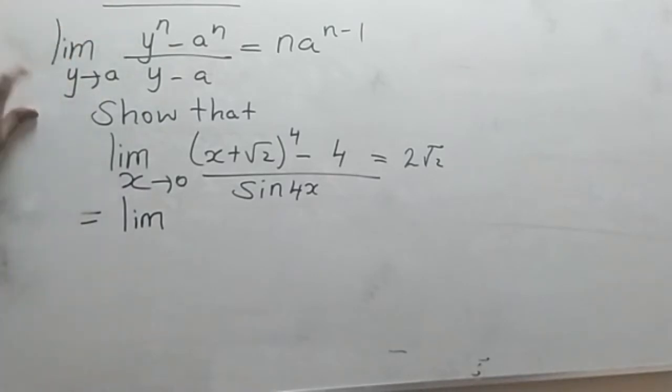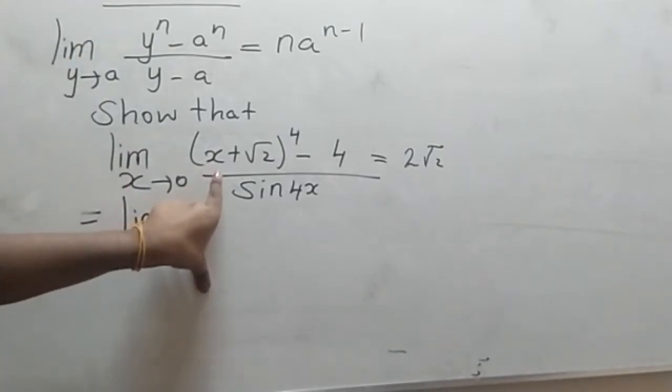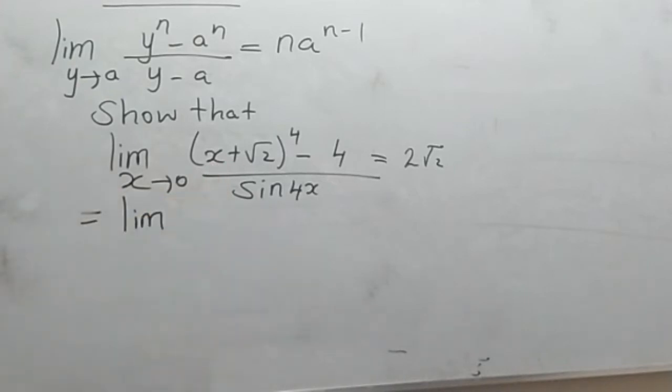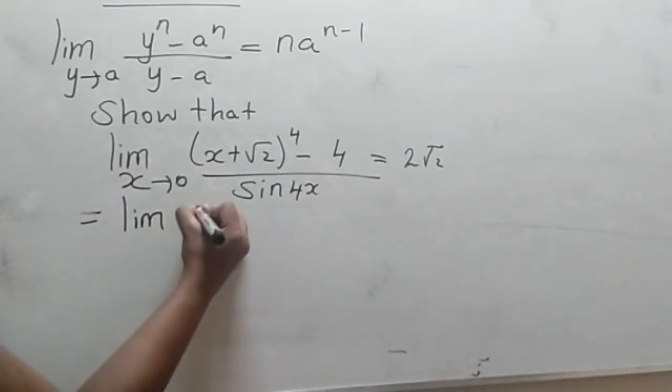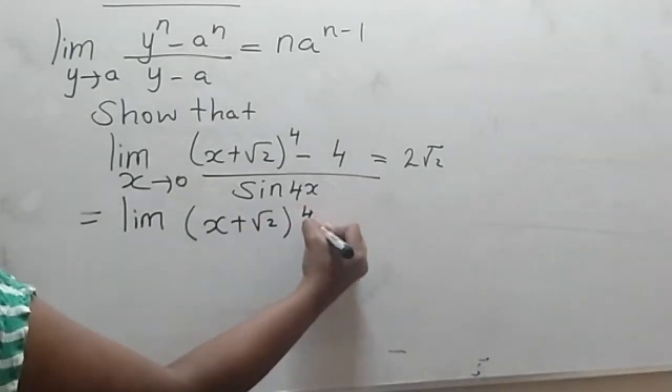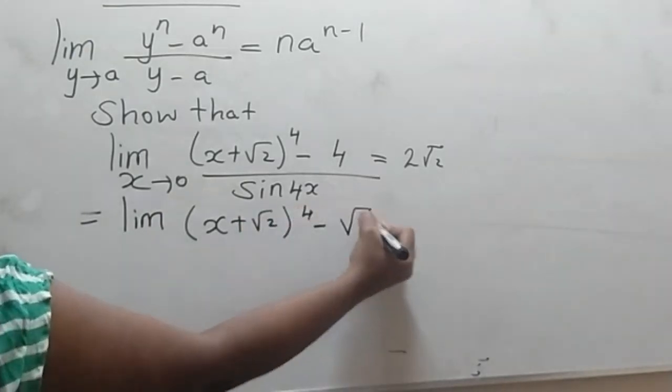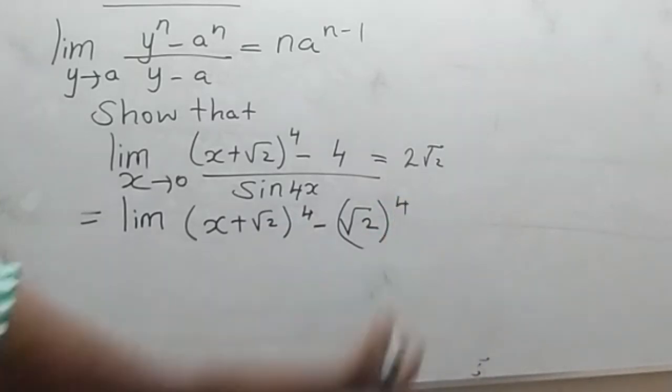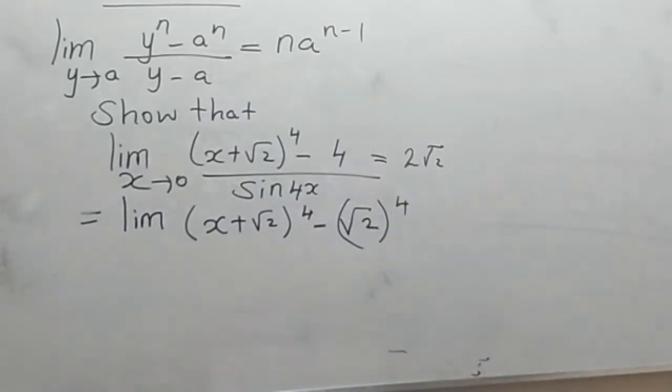In the place of y, we have x plus root 2. So when you are putting the limit, you should be careful. First of all, let's set this and come to x plus root 2 to the power 4. This 4 we can write as root 2 to the power 4. Yes or no? Yes.